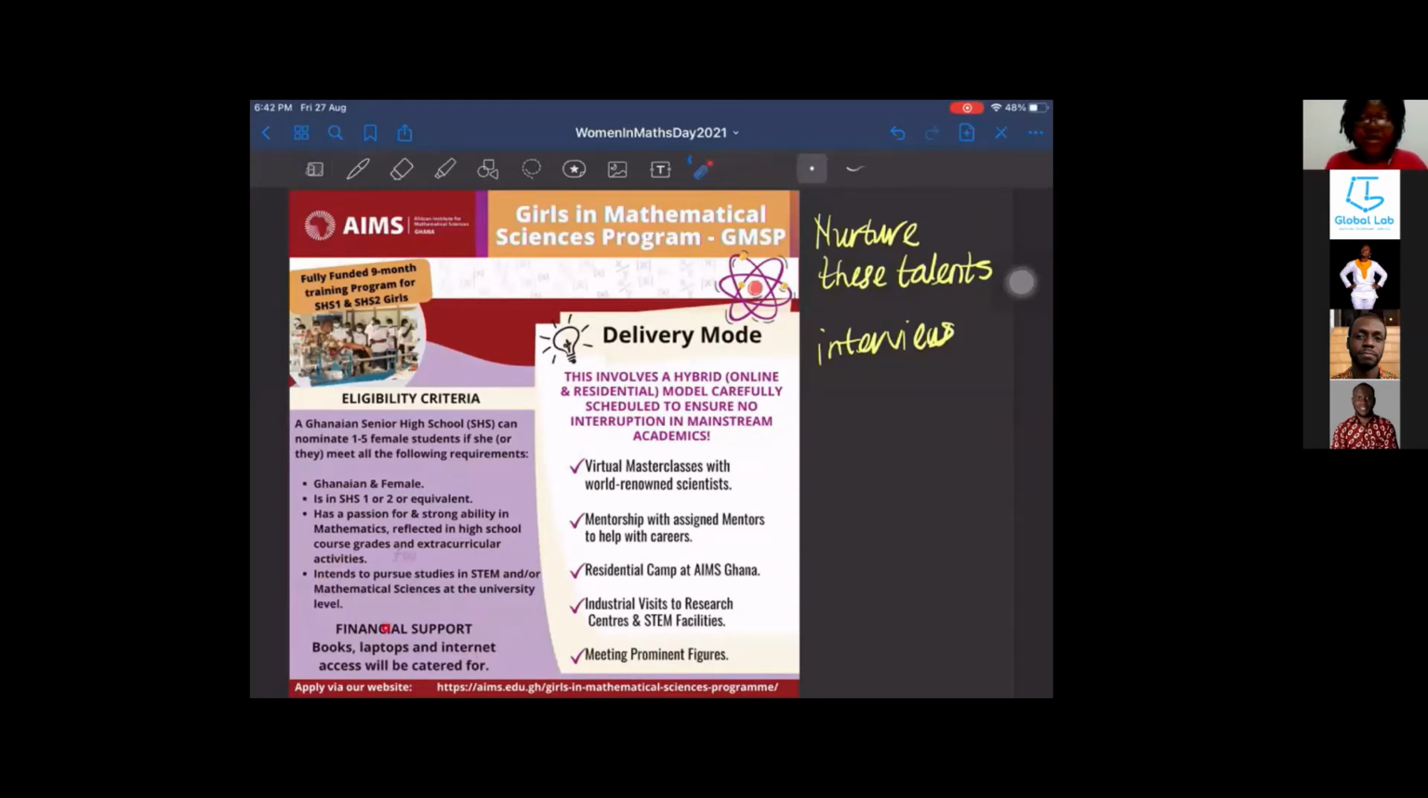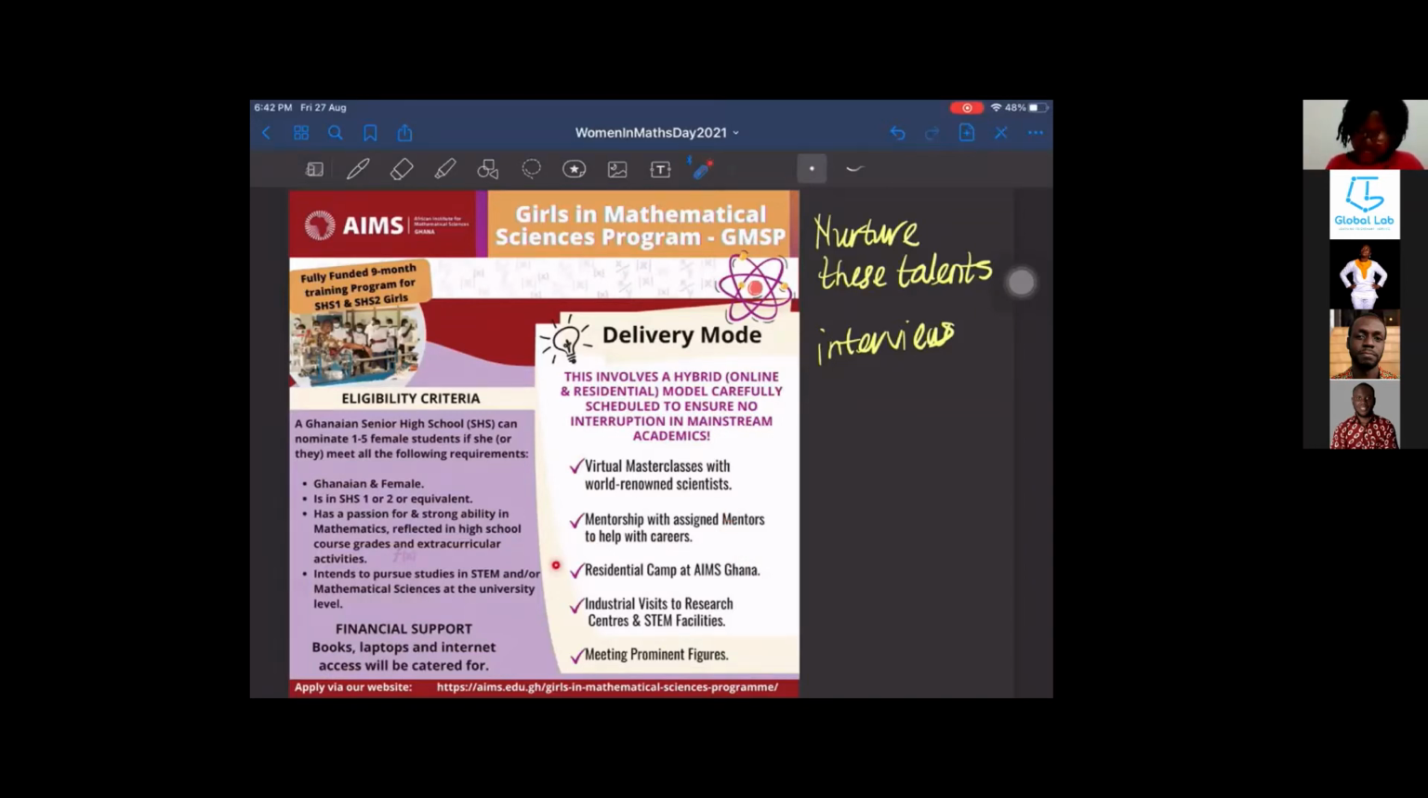So once a girl comes in, for the 9 months, they are not on campus. So someone asks, do they come physically to Ames? No. So it's mainly virtual. So we meet them monthly for master classes with world-renowned scientists. But each student is also assigned a mentor who will guide them on their journey.